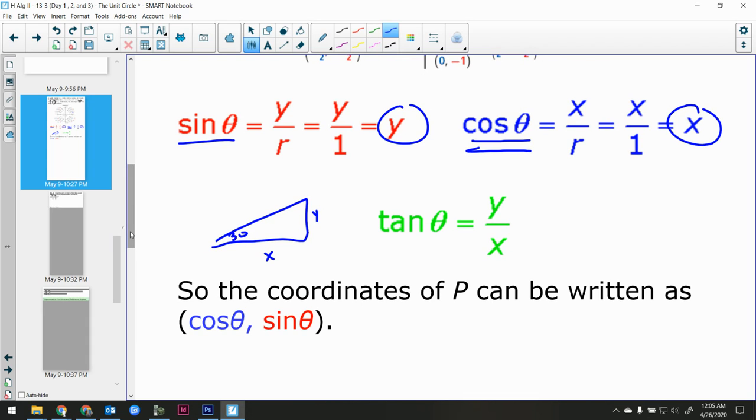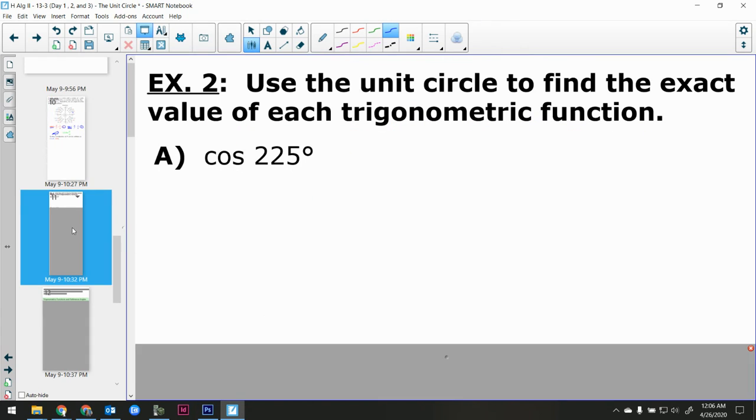Okay, again, cosine is the x value, sine is the y value, tangent is y divided by x for any of these values. So I'd like you to have your unit circle right there with you. I'm going to have to flip back and forth to mine because I don't have one printed out. Maybe I'll just try to keep it from memory, see if I remember any of these things. But we're just going to work on some of these values. Okay, you use the unit circle to find the exact value of each trigonometric function.